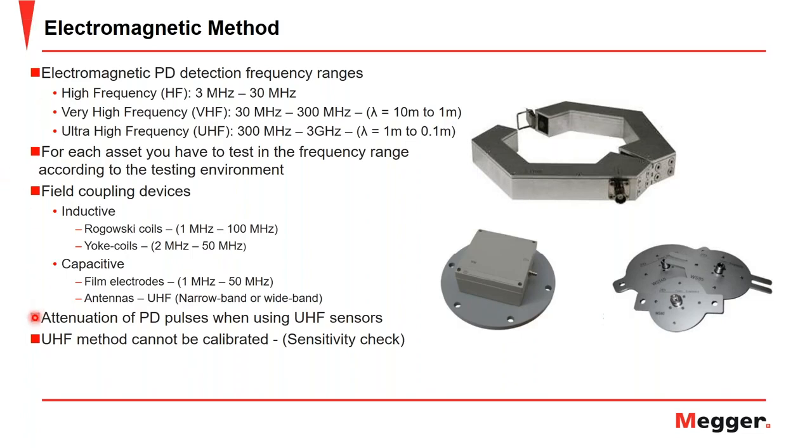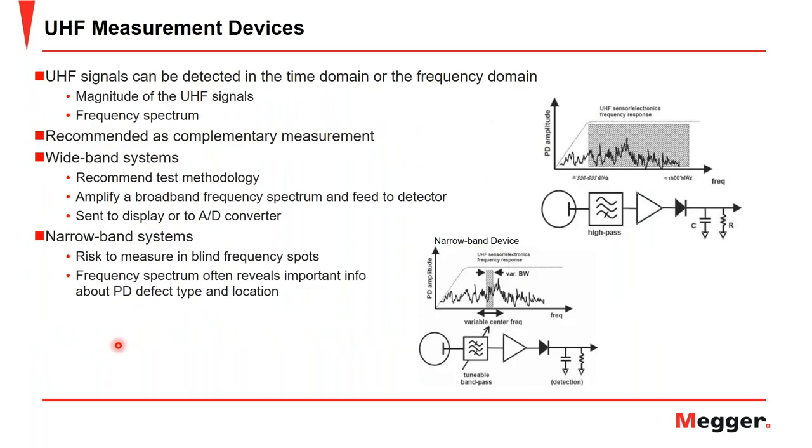And another big takeaway for the UHF method, or for the electromagnetic method, is that it cannot be calibrated. Instead, they have what is called a sensitivity check, and we will cover that in detail in the next couple slides. So here we have an example of two different types of UHF measurement devices.